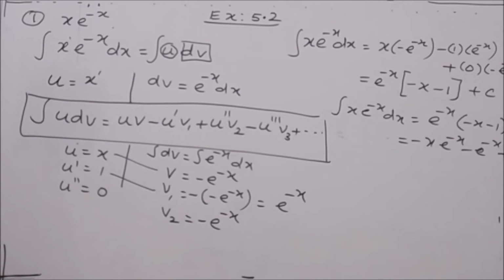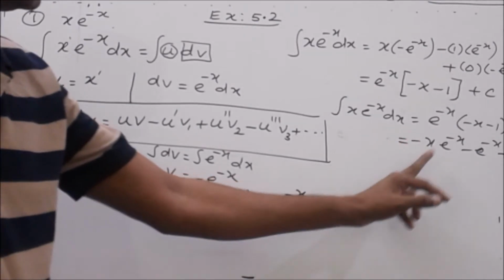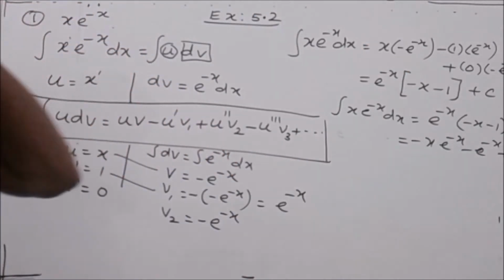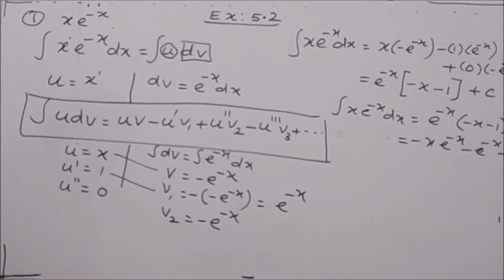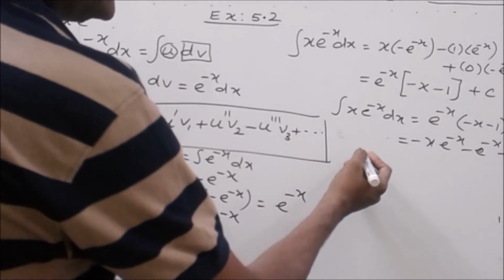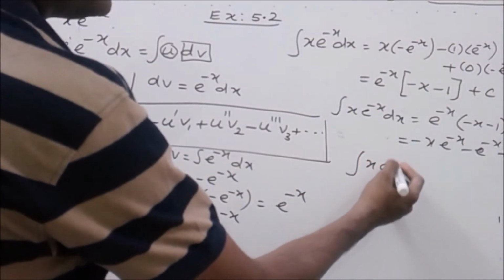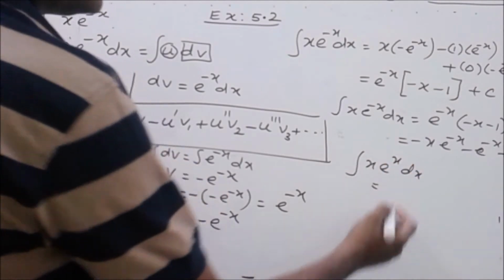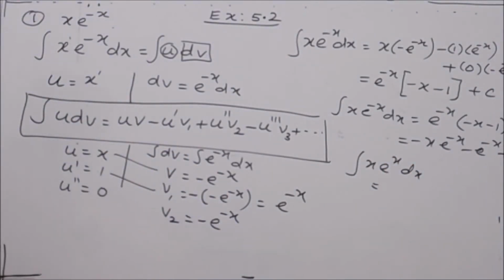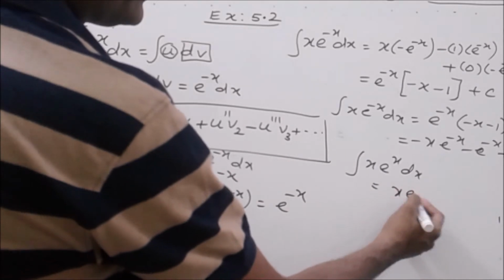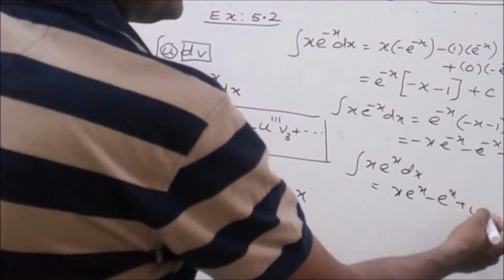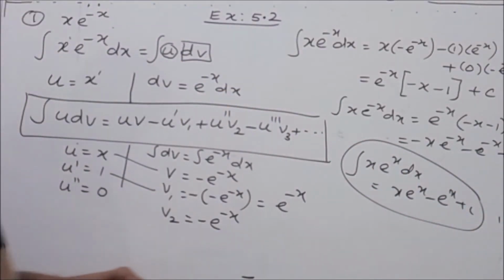So x e power minus x dx is equal to minus x e power minus x minus e power minus x plus c. In the example we have one more problem, that is x e power x dx, that will have the answer x e power x minus e power x plus c. It is the answer for x e power x dx.